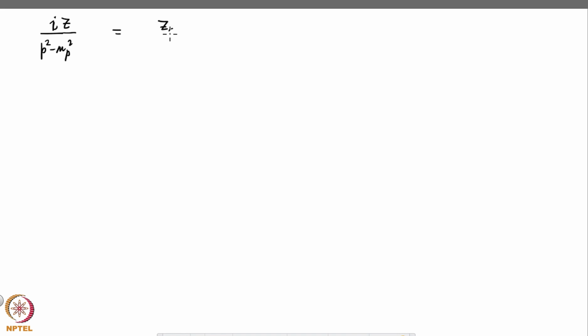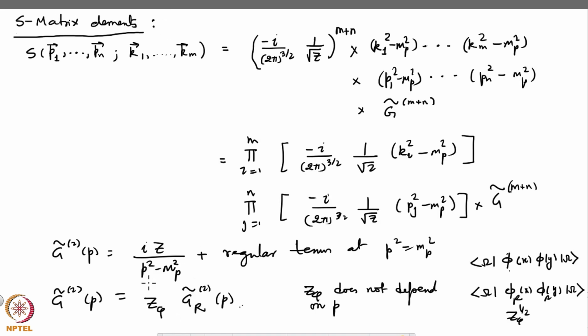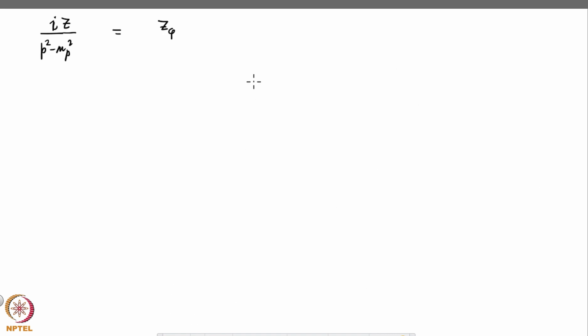You have a Z_phi, this factor, and then I have argued that this has a pole. This has the same pole. So it should have i times some residue, let's call it R. The residue is R divided by p squared minus m physical squared, where R is the residue which you get here.